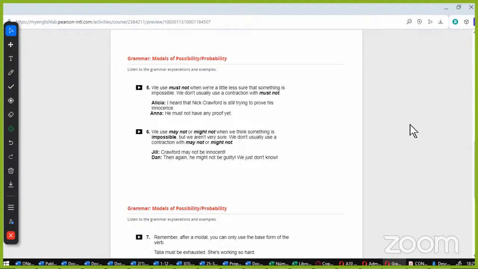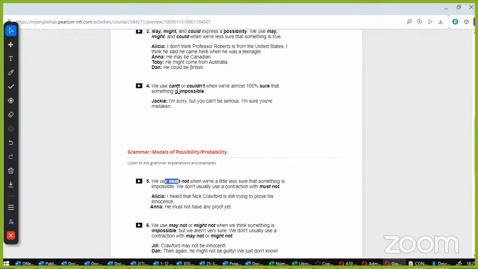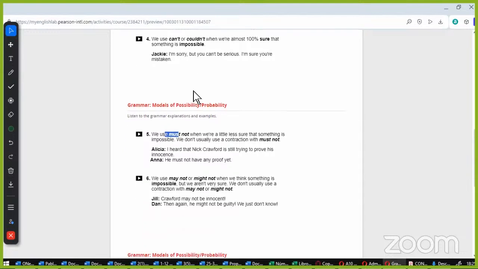Okay, so must not is when we're a little less sure that something is impossible. When we're talking about something that is like impossible, we say this is impossible.